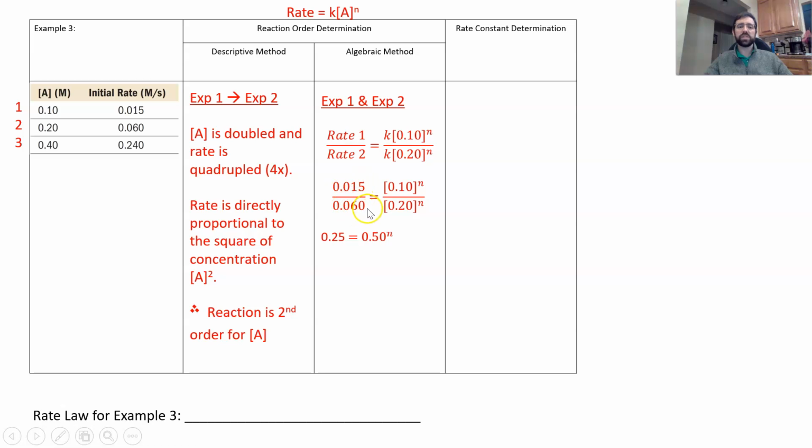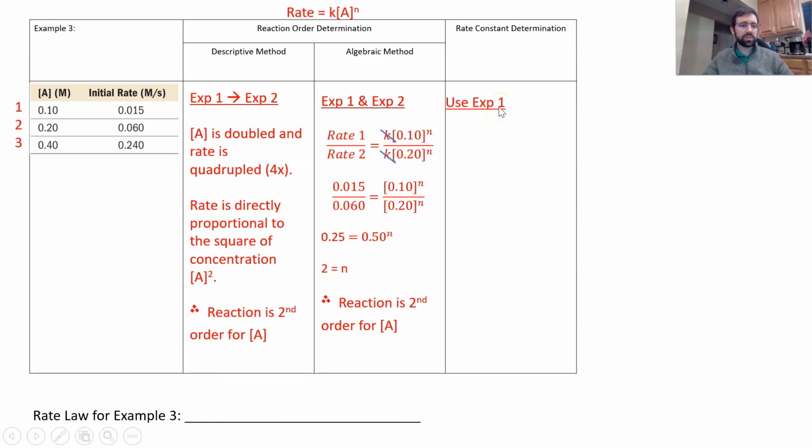All right, so 0.015 goes into 0.060 4 times, so that's 1/4, which is 0.25. This is 1/2, which is 0.5, and that's to the n. All right, 0.5 to the n, and then I've got 0.25. Well, what if I squared 0.5? 0.5 squared is 0.25, so n equals 2. The reaction is second order for concentration of A. And again, I canceled out those units.